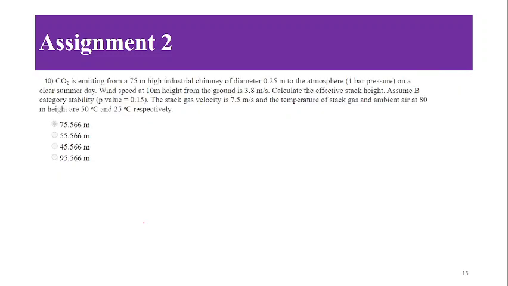Next, in the second assignment, we looked at the numerical question, which is: CO2 is emitting from a 75-meter high industrial chimney of diameter 0.25 meter to the atmosphere, 1 bar pressure, on a clear summer day. Wind speed at 10-meter height from the ground is 3.8 meter per second. Calculate the effective stack height. Assume B category stability, P value of 0.15. The stack gas velocity is 7.5 meter per second, and the temperature of stack gas and ambient air at 80-meter height are 50 degrees Celsius and 25 degrees Celsius respectively.